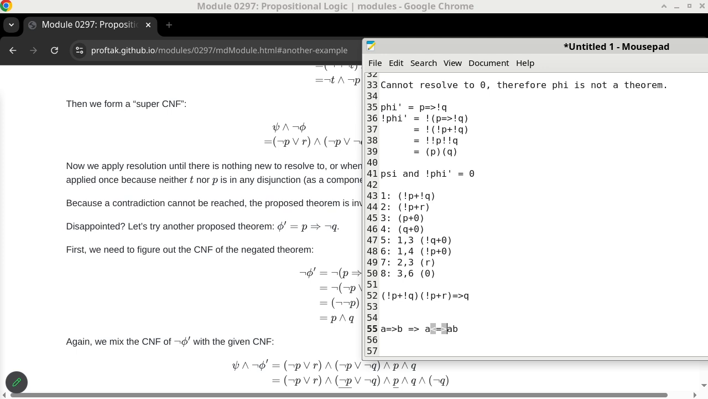So now can we prove this? And how do we do that? Yes.